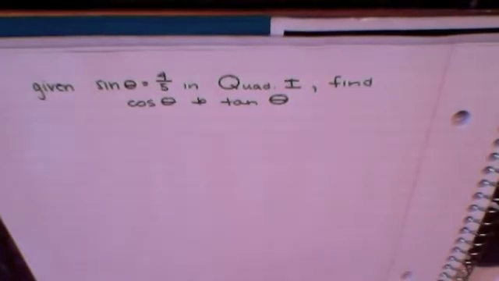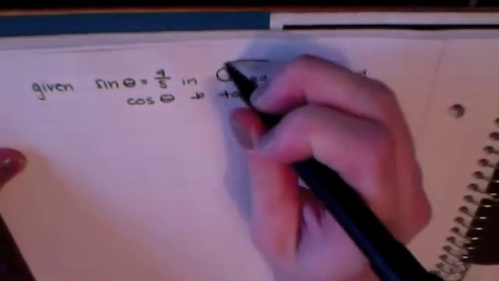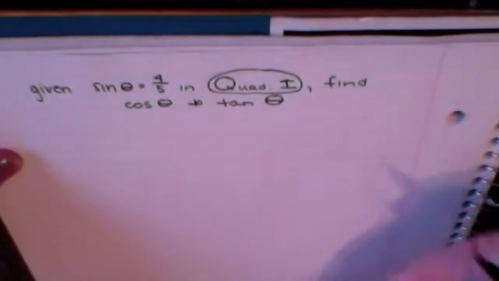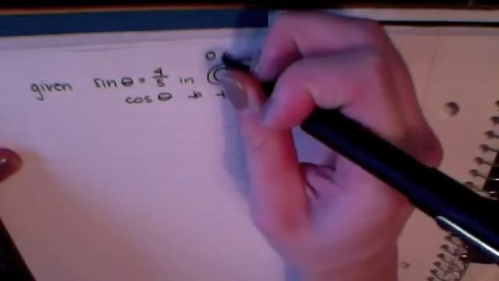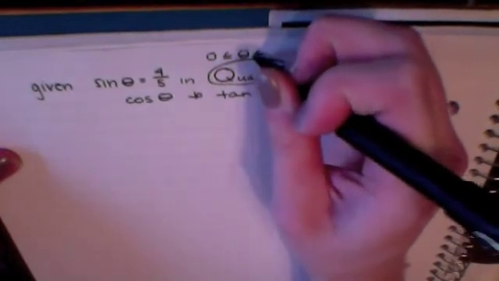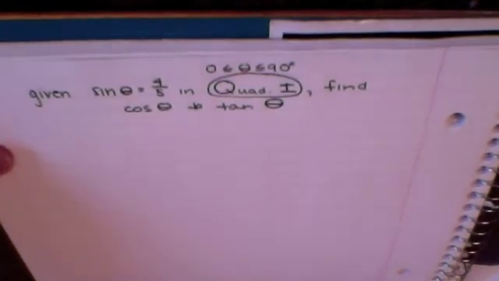Alright, here is our last trigonometric equation. This actually isn't that terrible of an equation, it just might sound a little bit tricky. Given sine of theta is equal to 4/5 in quadrant 1, find cosine of theta and tangent of theta. I could have phrased this question a little bit differently. I could have said, given sine of theta is equal to 4/5 between the values of 0 and 90 degrees, or 0 and pi over 2, which you should also recognize means quadrant 1.